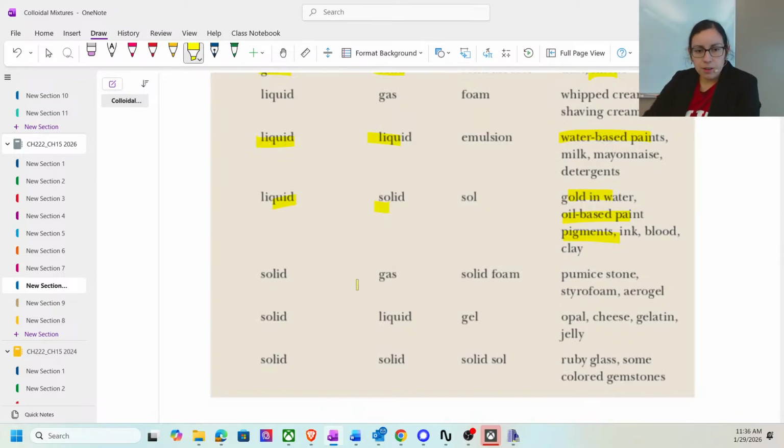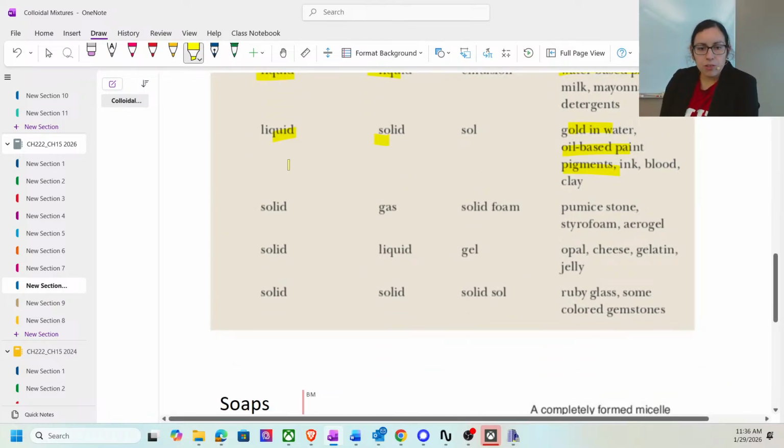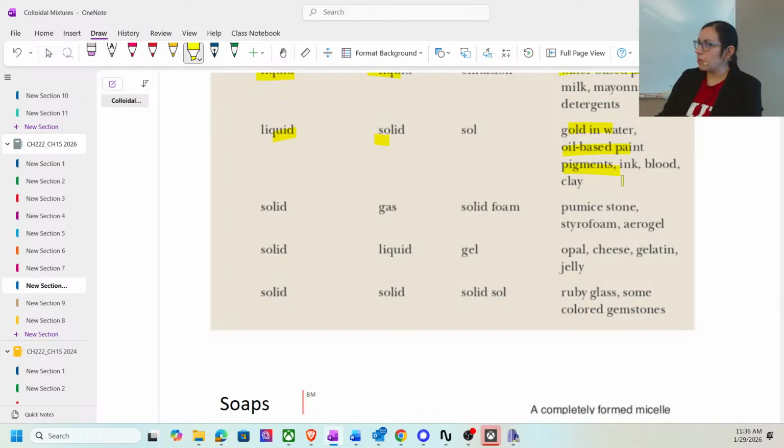And then other mixtures, so we can have a solid and a gas, like a pumice stone, which obviously leaves those holes. Solid-liquid, like cheese or gelatin. And then solid-solid, so just a reminder that gemstones get their pretty colors because of minor impurities.